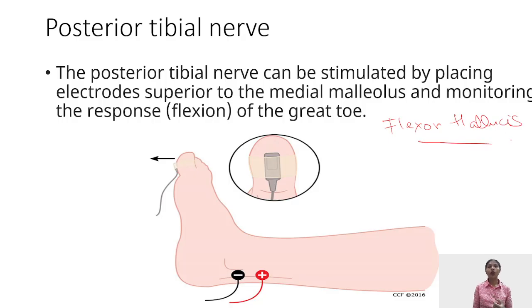So, briefing it again, if we are stimulating the ulnar nerve, the muscle that has to be seen is the adductor pollicis. If it is the facial nerve, then orbicularis oculi or corrugator supercilii. If it is posterior tibial nerve, then it is flexor hallucis.